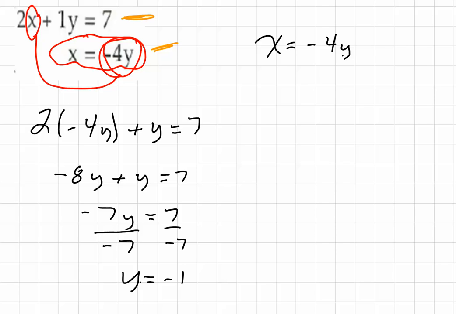So if we use x equals minus 4y, we will substitute negative 1 for y, again being careful of our negatives. So we'll get x equals 4. So the way to write this properly is as a point, 4 comma minus 1.